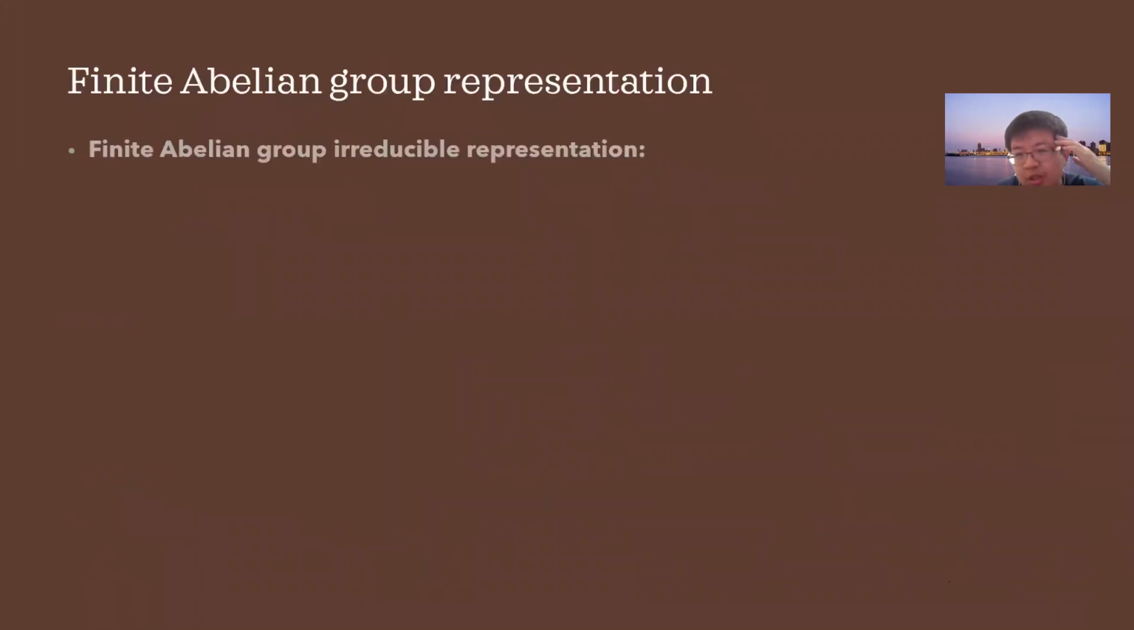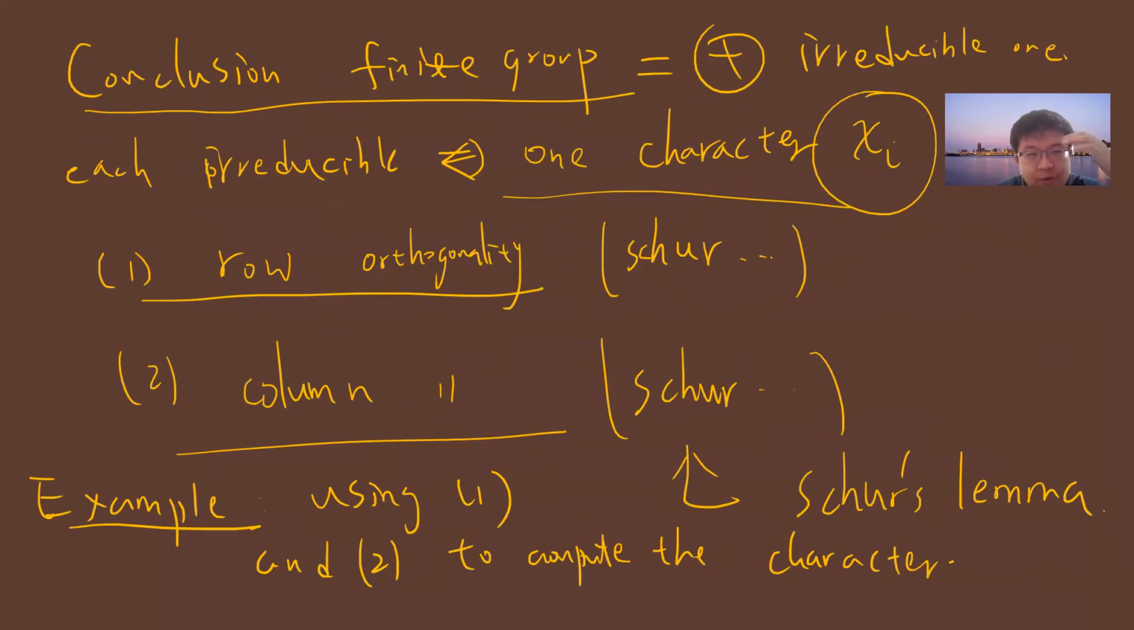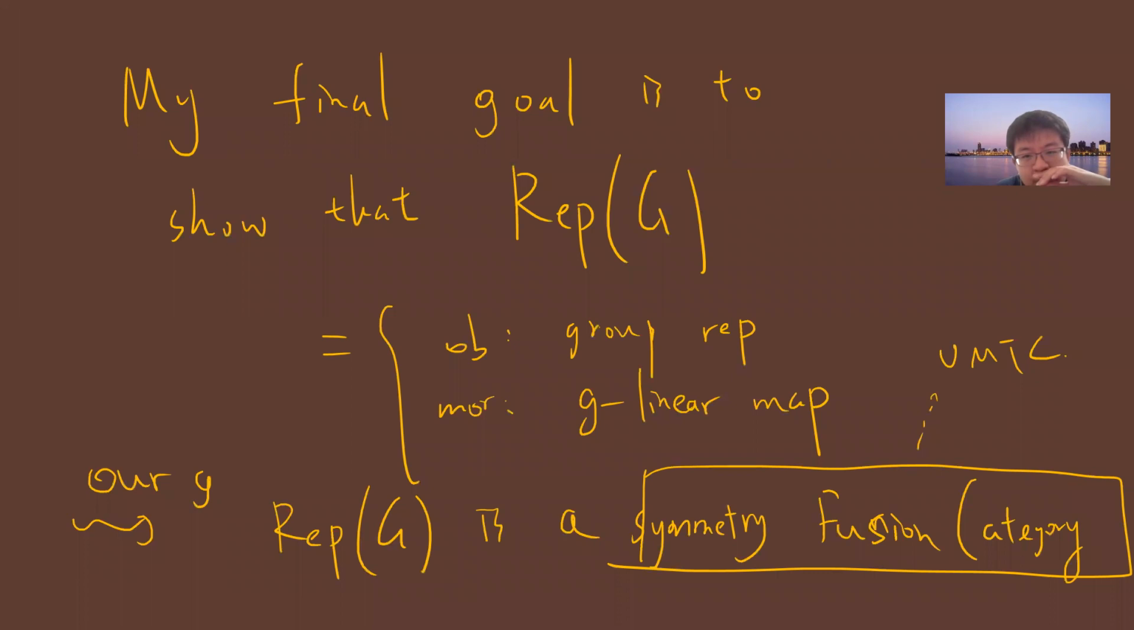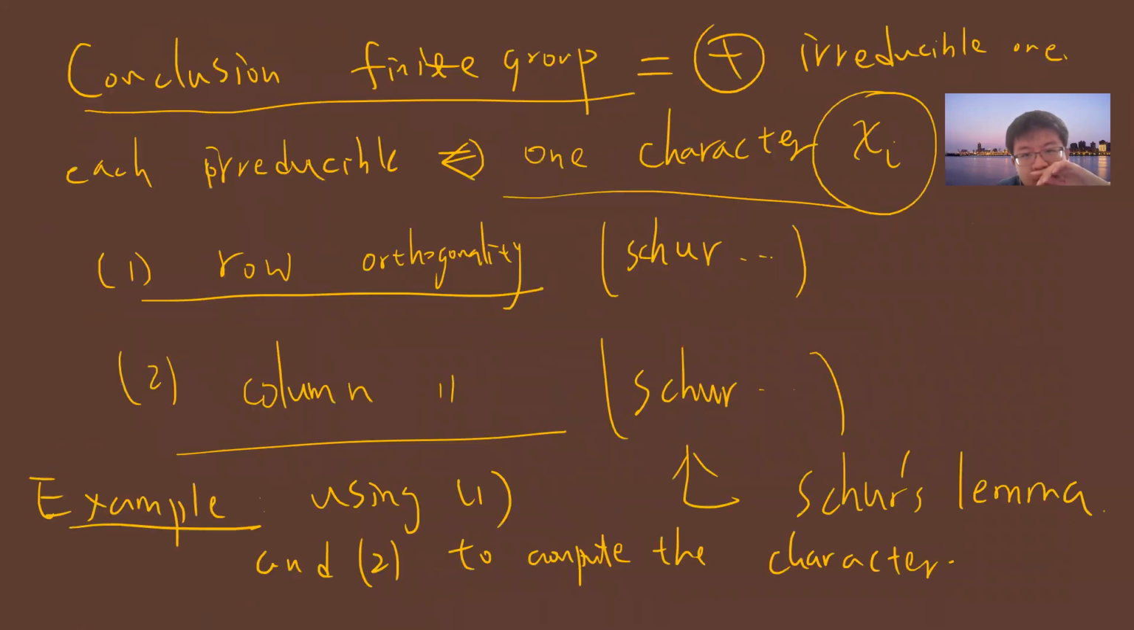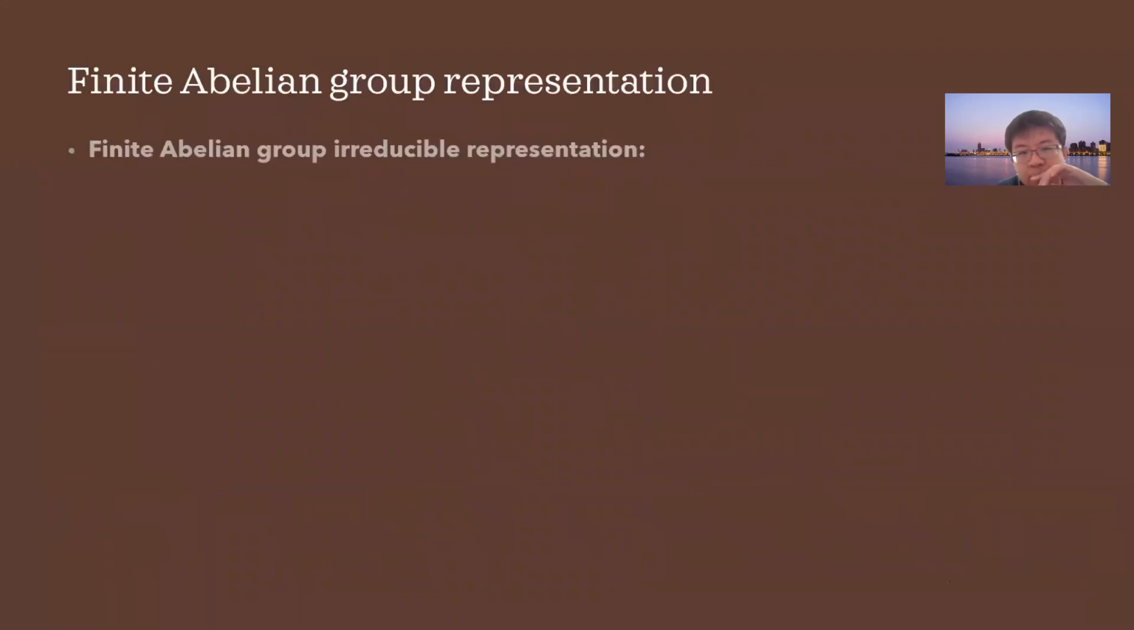We spent about 2 hours developing finite group representation theory, talking about row orthogonality and column orthogonality, and we also proved that the number of irreducible representations is the same as the number of conjugacy classes. Let me write down some important properties of finite group representations.